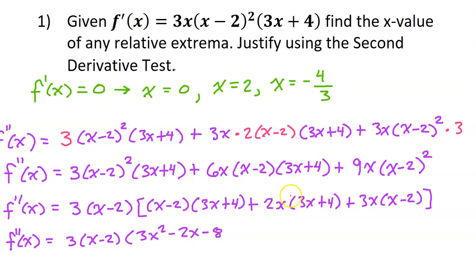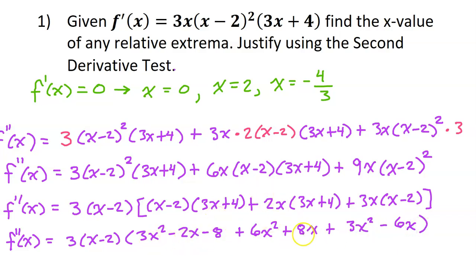Now I will distribute the 2x across this binomial. So that will give me plus 6x squared plus 8x. Now I distribute the 3x across this binomial, and I get 3x squared minus 6x.